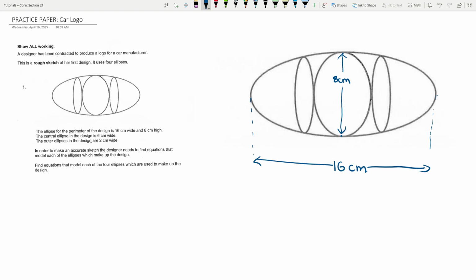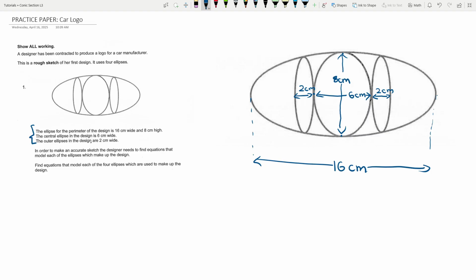And then it says that the central ellipse, which is this one, to here, it's 6 centimeters wide. Alright, and then it says the outer ellipse is 2 centimeters wide. Okay, so we have basically just drawn these lengths onto there. Now it says in order to make an accurate sketch, the designer needs to find equations that model each of the ellipses which make up the design. Alright, we have to find the equations.